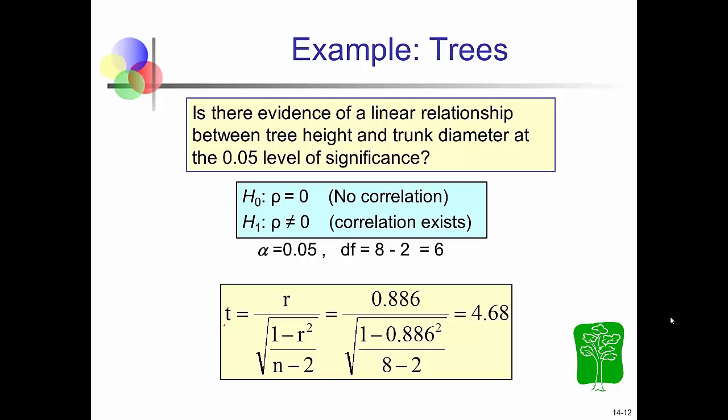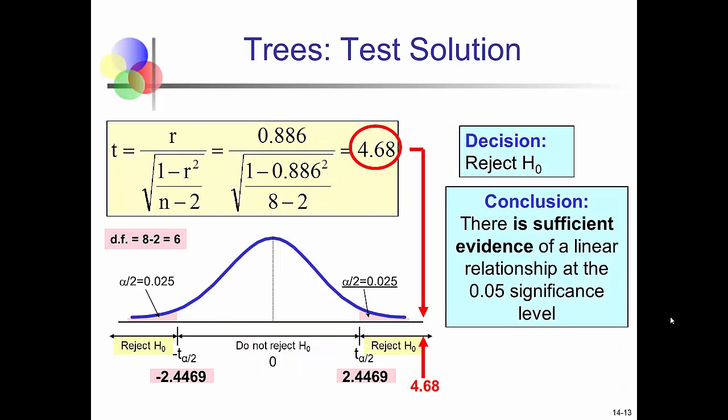We'll calculate our t-score. Our t-score is 0.886, that was our sample correlation coefficient, divided by the square root of 1 minus that 0.886 again, divided by 8 minus 2, our sample size was 8. When we simplify this, we get a t-score of 4.68. Since this is a two-tail test, we get a t-critical that puts that 5% of the area in the two tails added together. So I use T.INV.2T with 0.05 as the probability and 6 degrees of freedom to get this 2.4469 critical value. Because our t-score is outside the critical value, there's sufficient evidence to reject the null hypothesis.